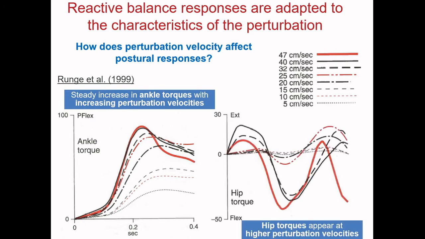Here we see the corresponding time series of hip torques. We see that hip torques are minimal for the lower velocity perturbations, but when we get to a perturbation velocity of about 32 centimeters per second, we see a sudden and dramatic increase in the hip torques that are produced in response to the perturbation. As before, these results suggest that an ankle strategy is used at lower perturbation velocities, but that a combination of ankle and hip strategies is used at higher perturbation velocities.